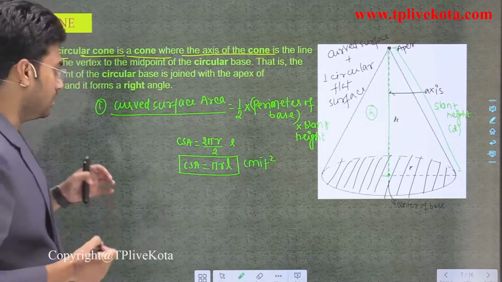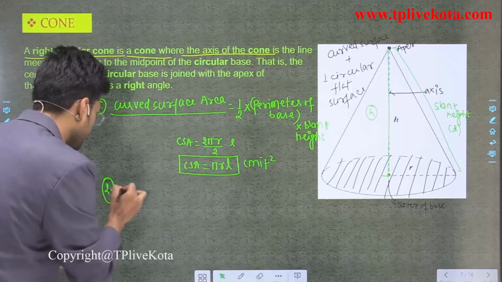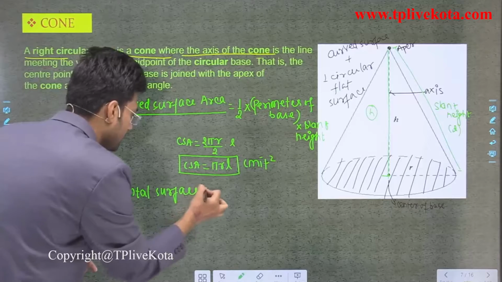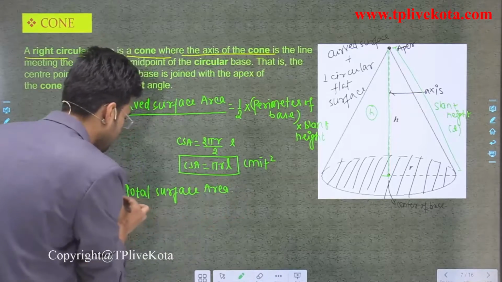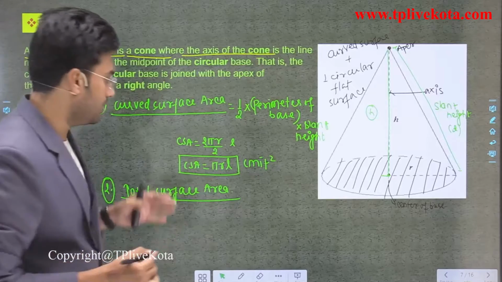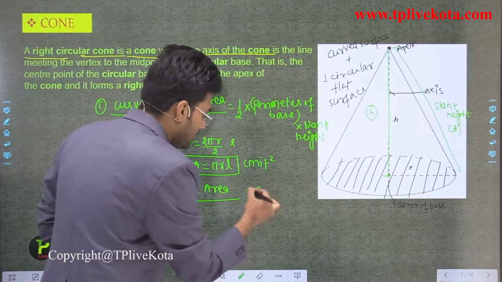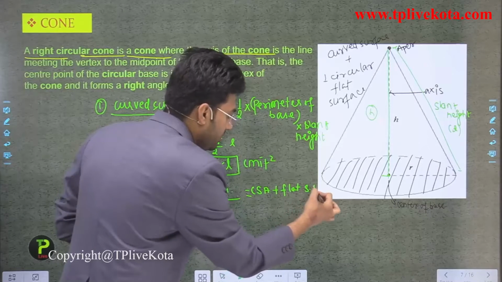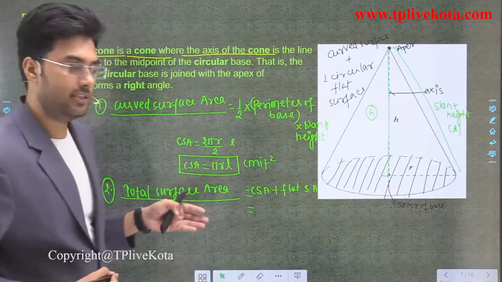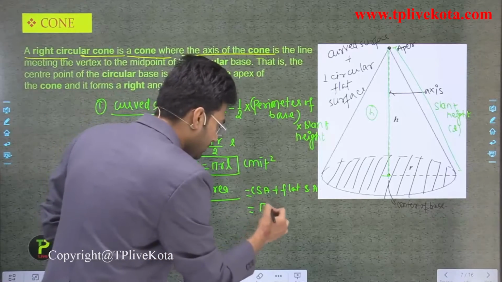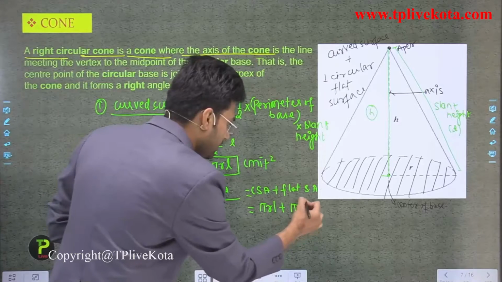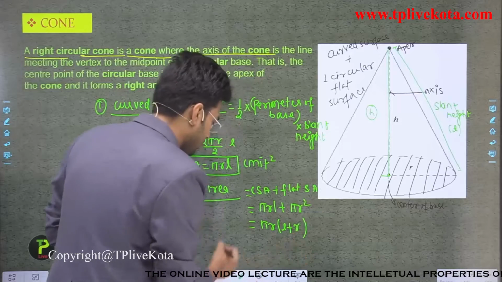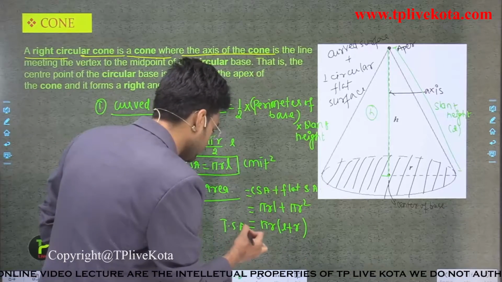Clear? Now second is total surface area. So total surface area is what? Total surface area is CSA plus flat surface area. So CSA is equal to what? It is pi r L plus pi r square. So when we take pi r common, then it is equals to pi r (L plus r). Okay, so this is TSA.